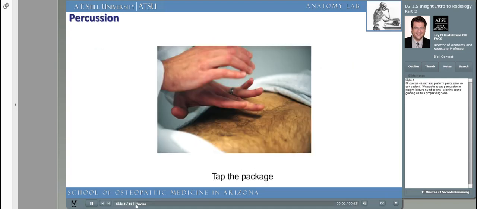Of course, we can also perform percussion on our patient. We spoke about percussion in Insight Lecture number 1. It's the sound guiding us to a proper diagnosis as we tap our way around the patient.